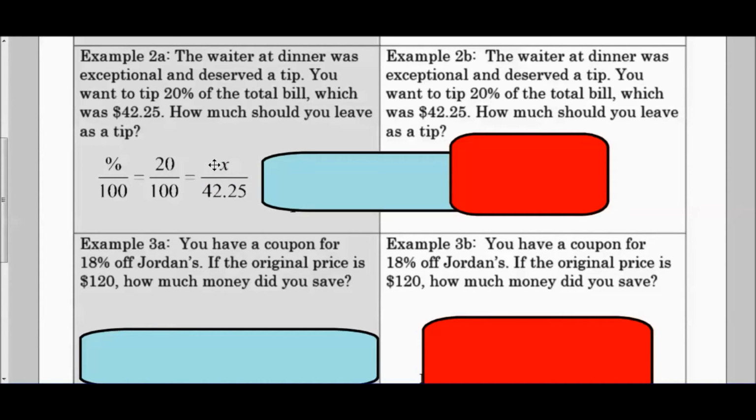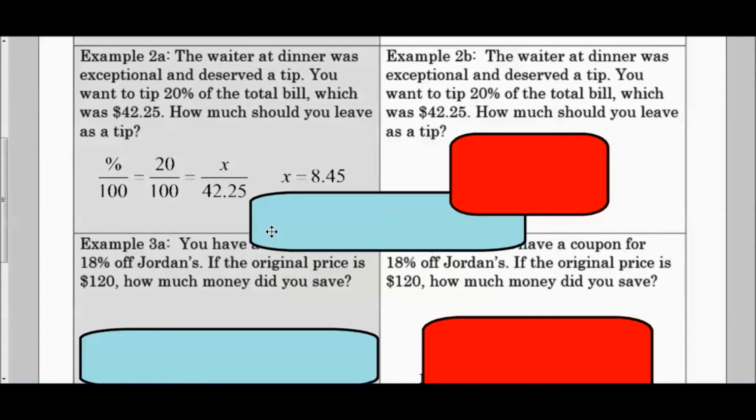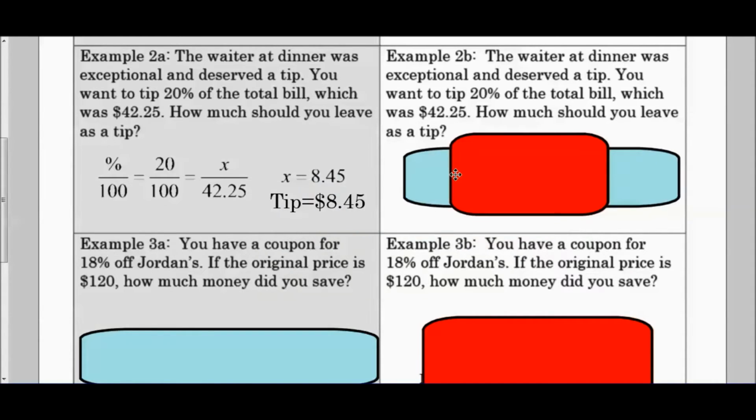So we don't know this matching number. We don't know the one that goes with the 20%, the tip part of this. We know the total. That's the 42.25. That's why this goes on the bottom. All right. We find out that after cross multiplying and dividing by 100, that x is 8.45. So what that really says is that we're leaving $8.45 as a tip.